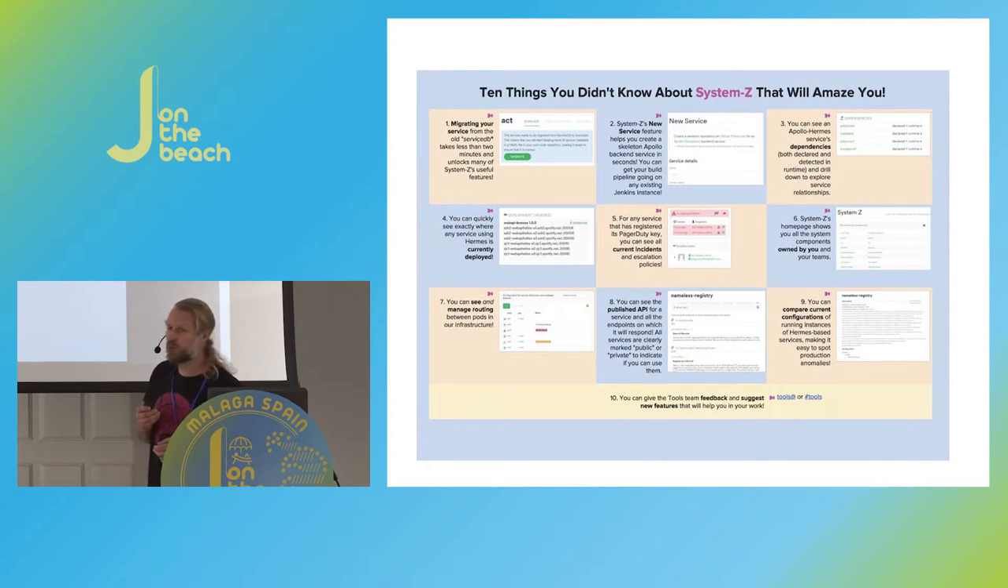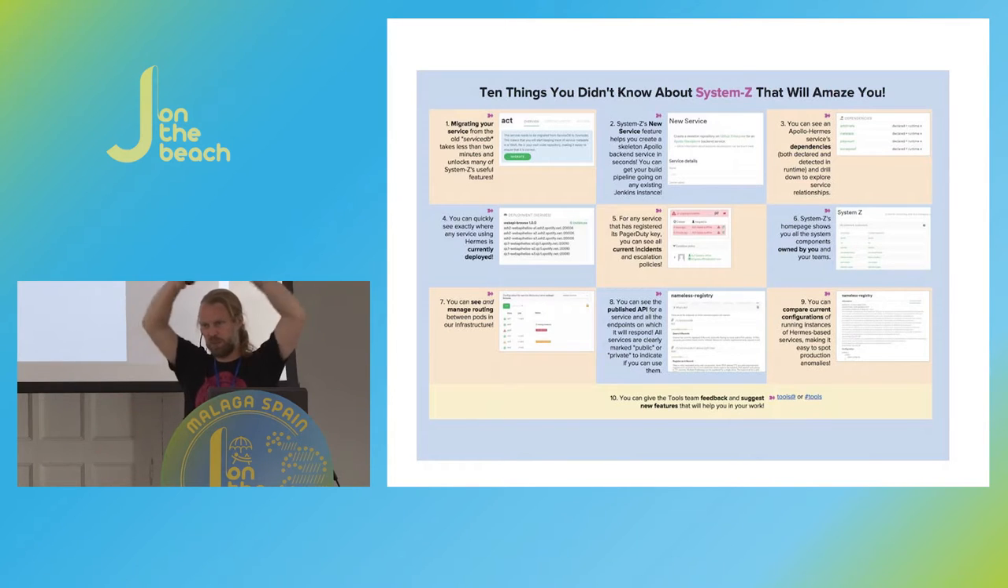This doesn't show at all, so I'm not going to talk about it even. It's our promotion for getting people to use System Z. 10 things you didn't know about System Z that will amaze you. It was printed on A3 papers and taped to every toilet door at Spotify.